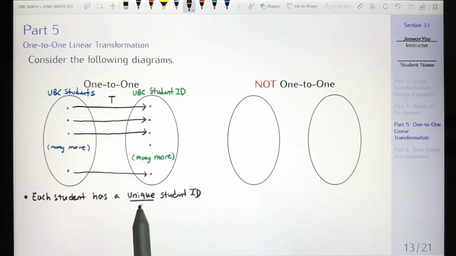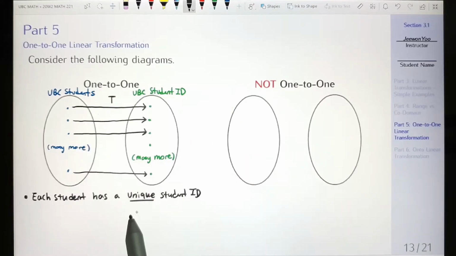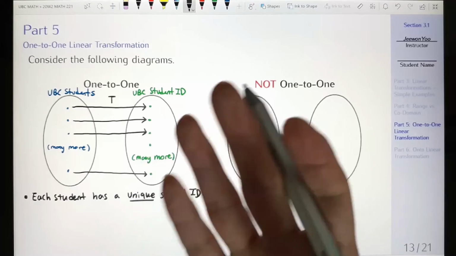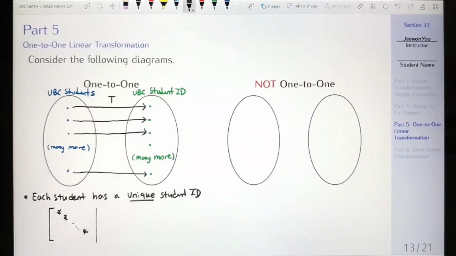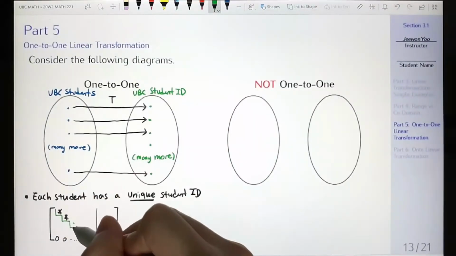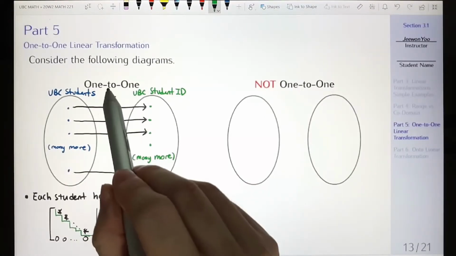Whenever you hear the word uniqueness in this course, think about a pivot in every column, or linearly independent. Something like this, everyone. Even though the entries in the last row are all 0, we still have a pivot in every column. Pivot in every column means one-to-one.